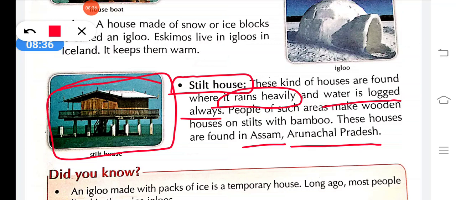Okay, these houses are made up with wood. Okay, and you can see pillars are there. They are called stilt. Okay, and these pillars are made up with bamboo. Clear? So this kind of houses are found where it rains heavily and water is locked always. People of such areas make wooden houses on stilt with bamboo. These houses are found in Assam and Arunachal Pradesh.